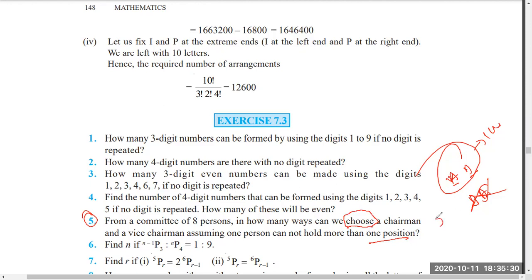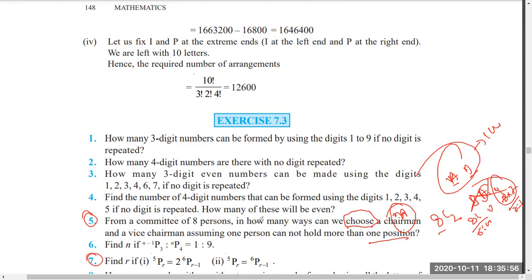So this is nothing but 8C2. That is 8 factorial by (8 minus 2), that is 6 factorial, into 2 factorial, which is the same as 8 into 7 by 2 into 1. So 28. So 28 ways you can select or choose among 8 persons for two different positions. Question number 7.